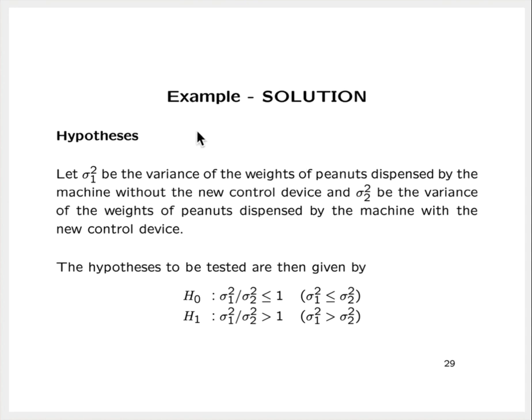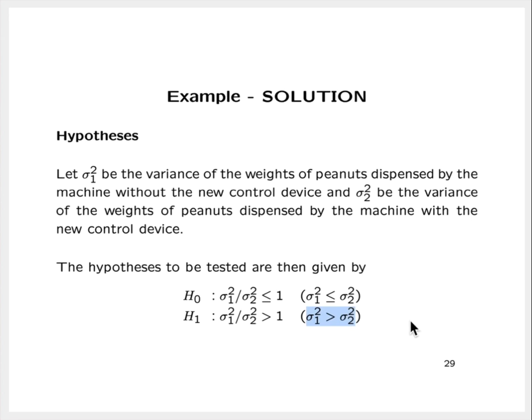And so we'll let sigma 1 squared be the variance of the weights of peanuts dispensed by the machine without the new control device. And we'll let sigma 2 squared be the variance of the weights of peanuts dispensed by the machine with the new control device. And so the hypotheses to be tested are given by the following. It is perhaps easier to come up with these hypotheses by first considering them not as a ratio, but just with a variance on either side of some relationship.